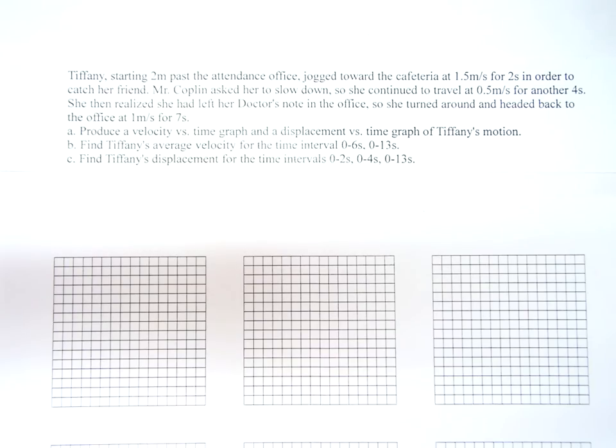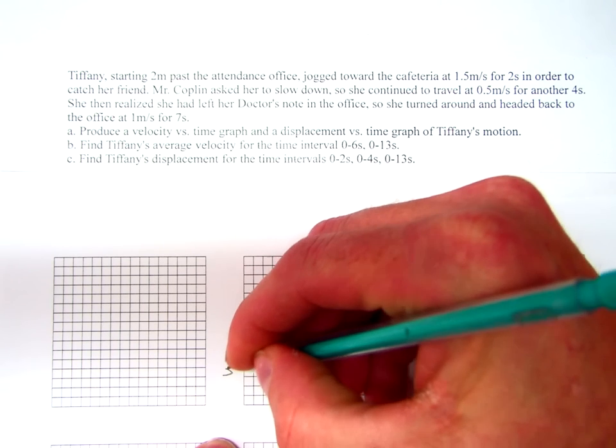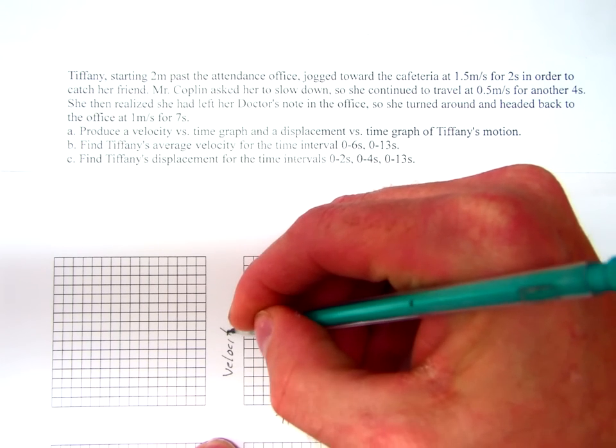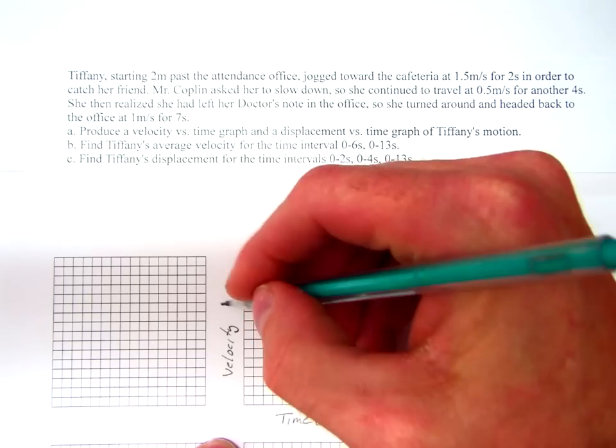The first thing that I would do, since velocities are given, is I would graph the velocity versus time graph. So the time is going to be on the x-axis, and it's going to be in seconds, and the velocity is going to be on the y-axis, and it's going to be in meters per second.